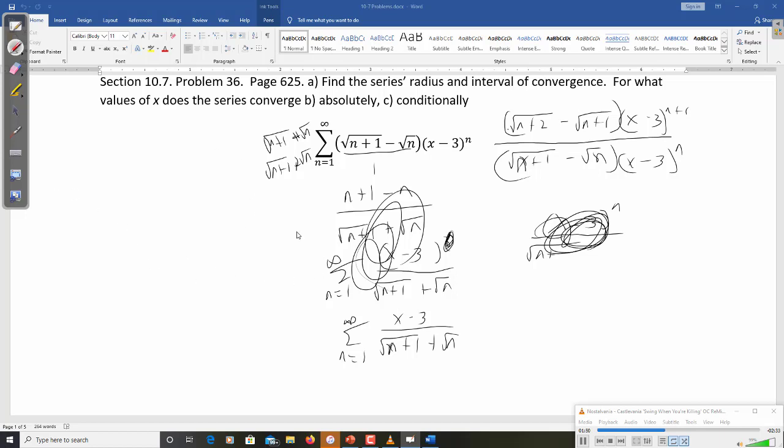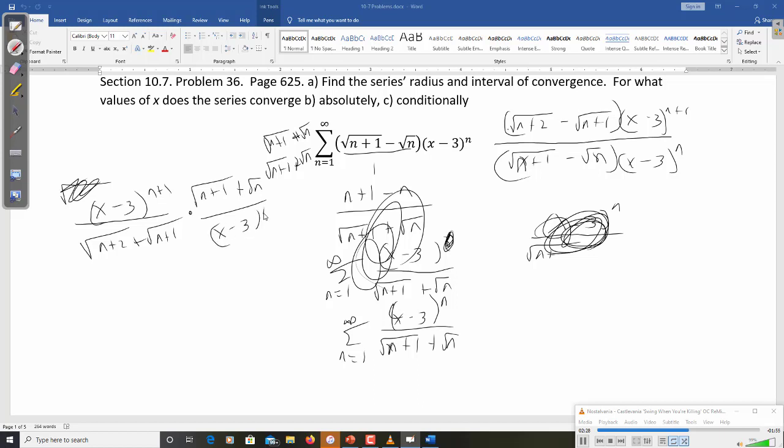So you plug in n plus 2, you do the ratio test. That'll be x minus 3 to the n plus 1 over square root n plus 2 plus square root n plus 1, times the flip of the original, so square root n plus 1 plus square root n, forgot my plus 1 there, over x minus 3 to the n. So of course you're just going to get x minus 3.